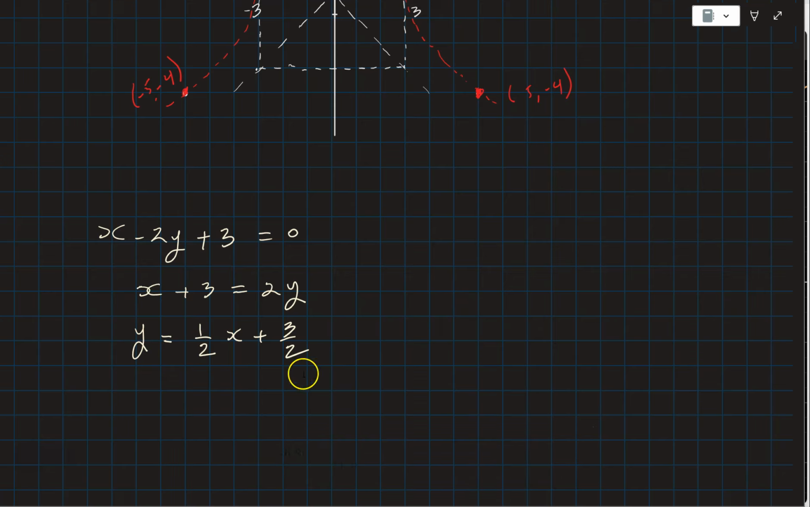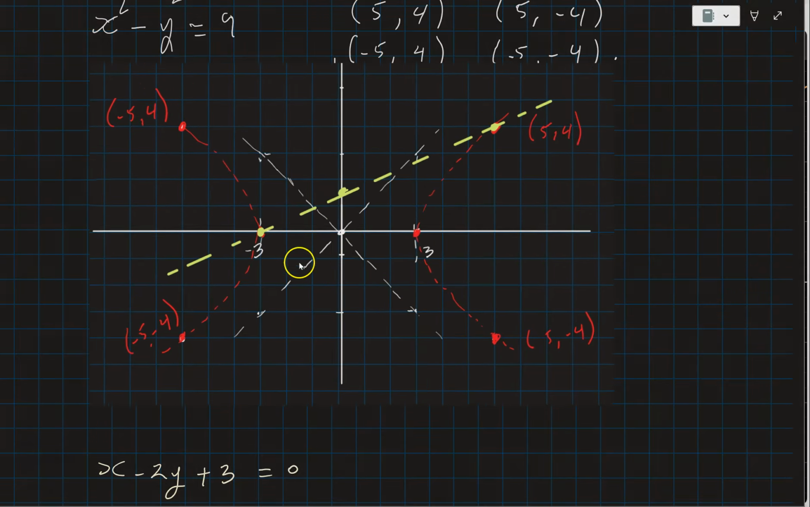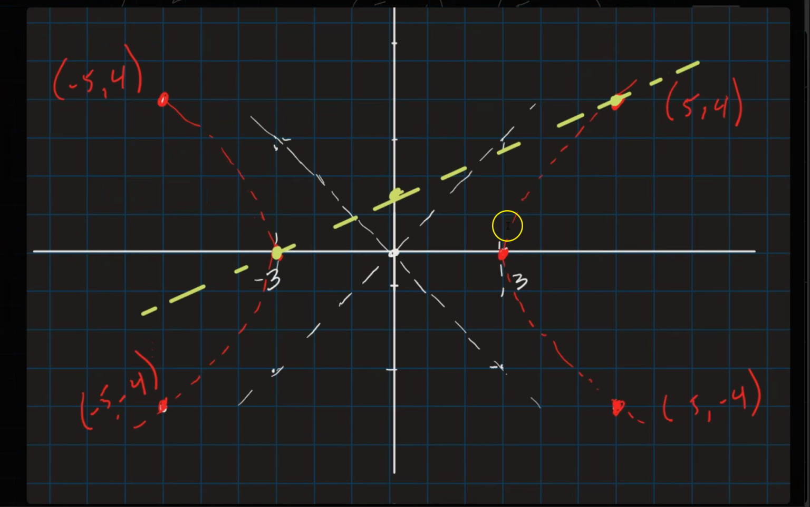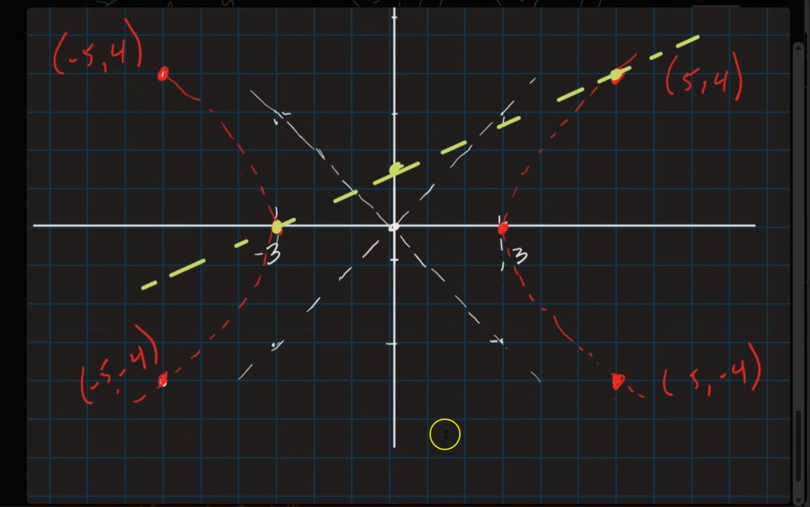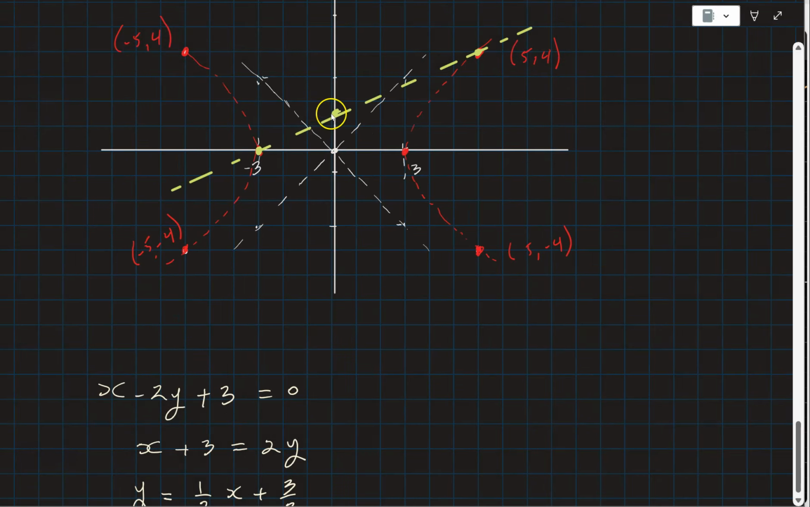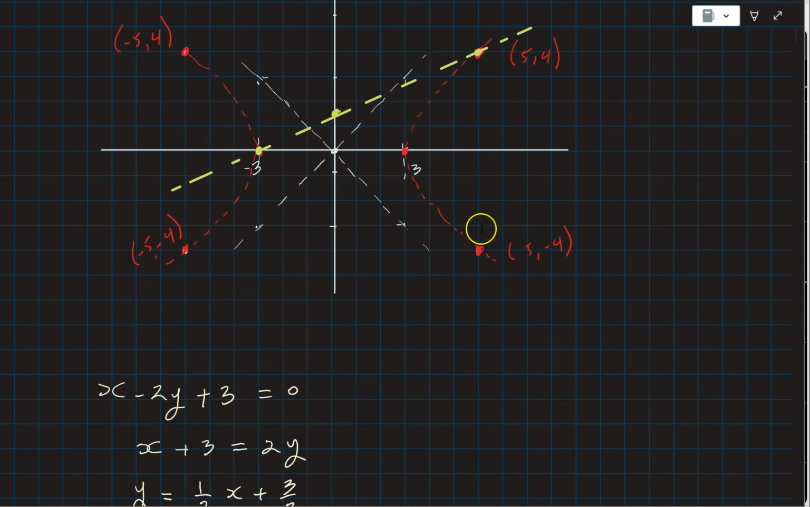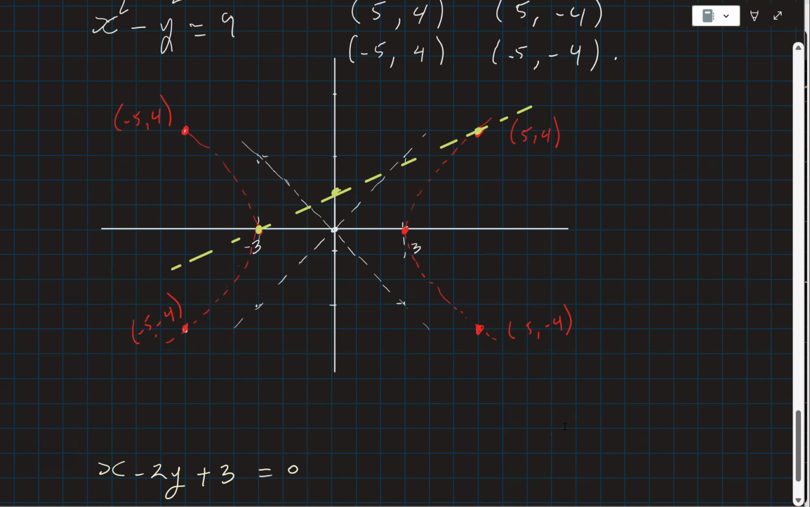Let's graph this now using the y-intercept 3/2, then the slope 1/2, and you should be able to do that. When you graph this, you're going to get this line like that. You use the y-intercept 3/2, and then you go up 1 over 2, up 1 over 2 until you hit these points. And you notice that now you have these points of intersection. One is this one, the other one is that one.